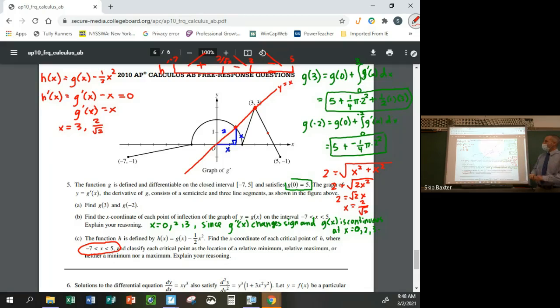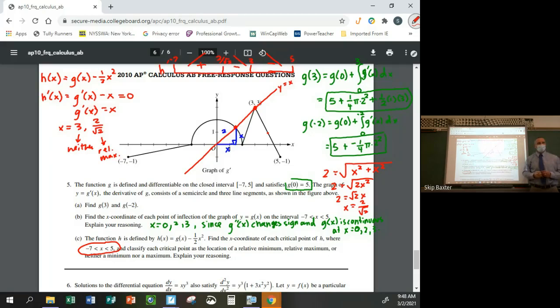So to classify these points, at 2 over radical 2, there's a relative max based on first derivative test, and at 3, it's neither because it's decreasing then decreasing. So the explanation would be it's a relative max because H prime changes from positive to negative at 2 over radical 2. It's neither here because H prime is negative on both sides of x equals 3.